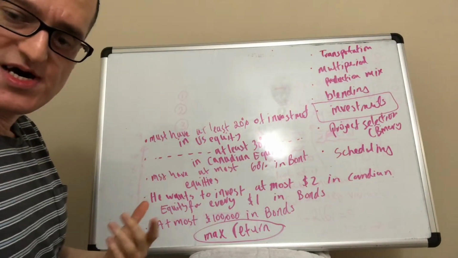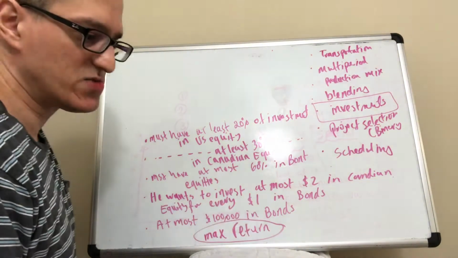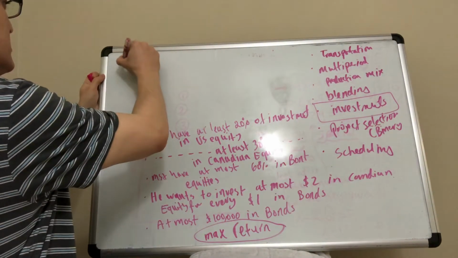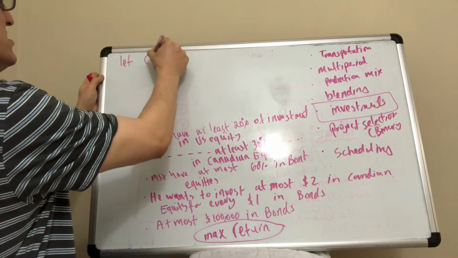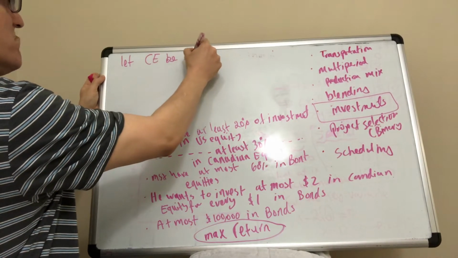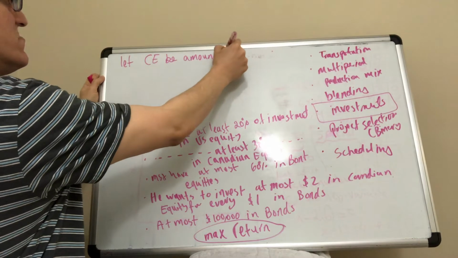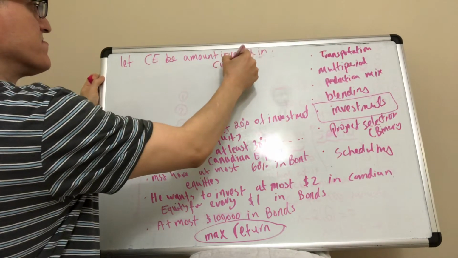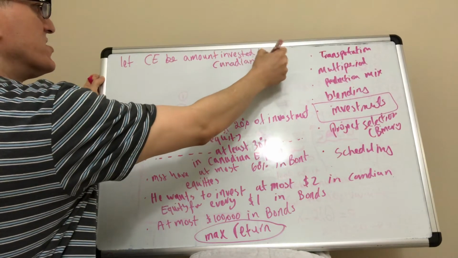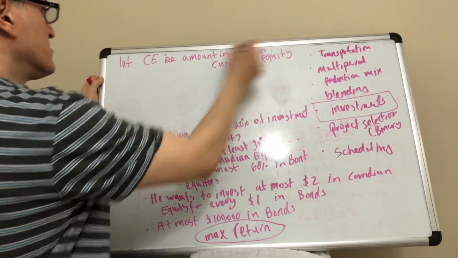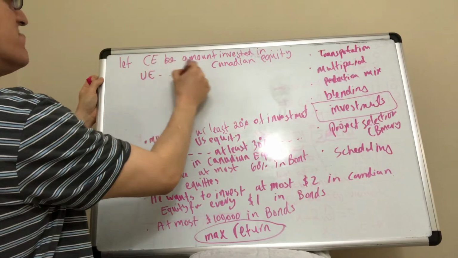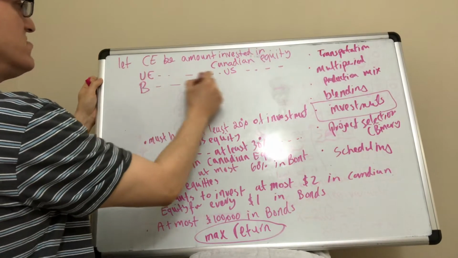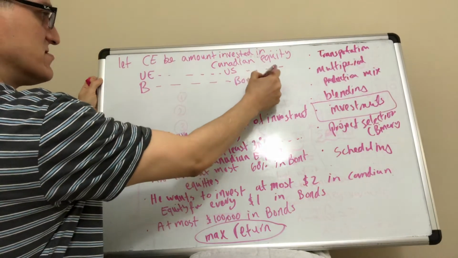You need to define your variables. So we have Canadian equity, US equity, and bonds. So we say let CE be amount invested in Canadian equity, UE amount invested in US equity, and B the amount invested in bonds.